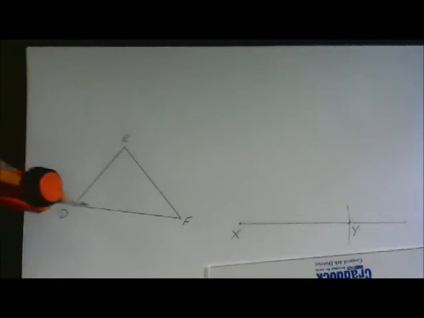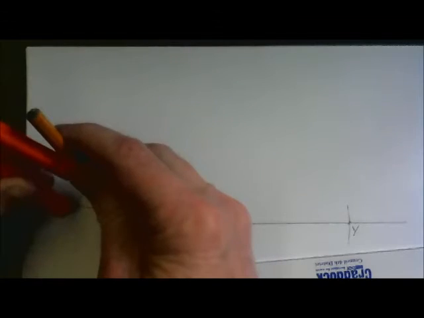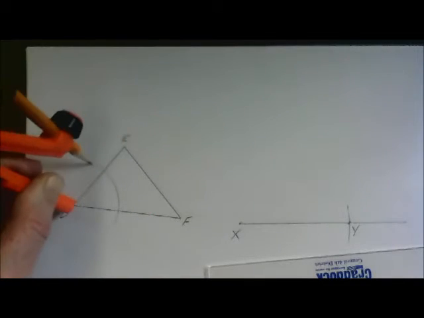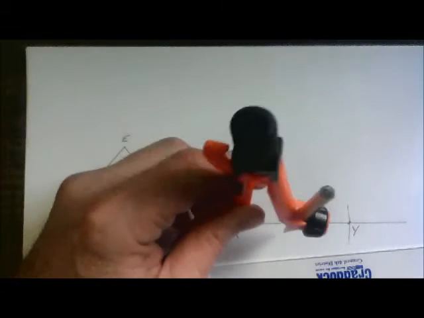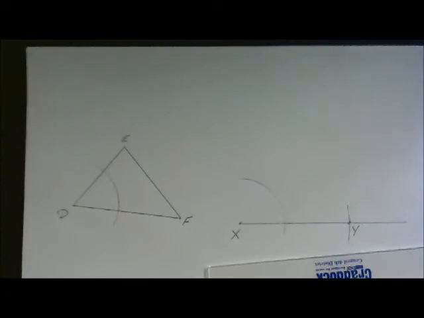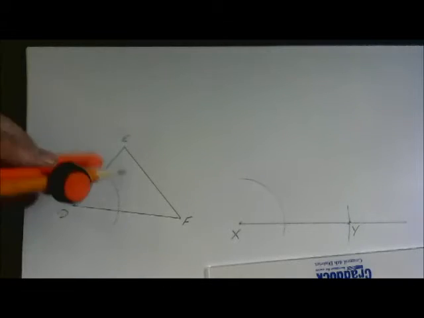Now the next construction that we need to do is actually to construct a congruent angle, and the angle we're going to use is angle D. So we begin by setting our compass and swinging an arc with D and X as the two stop points, so those two arcs are congruent.